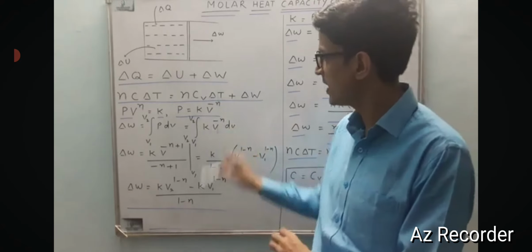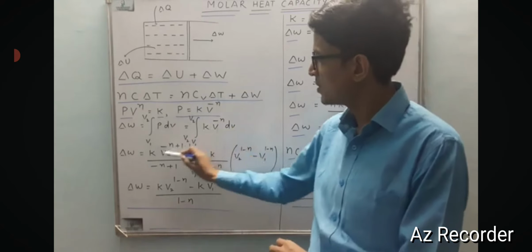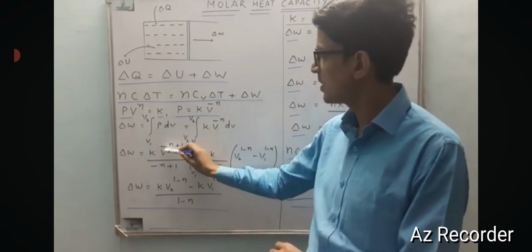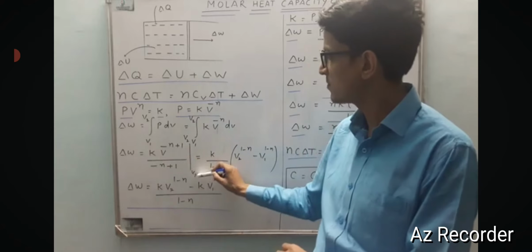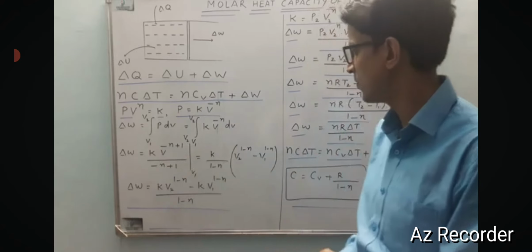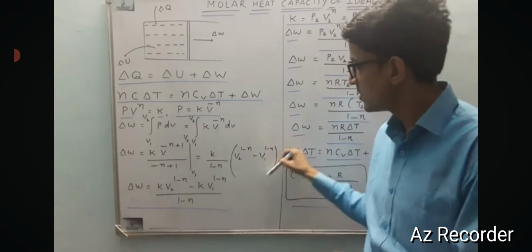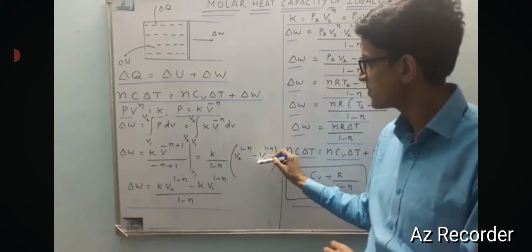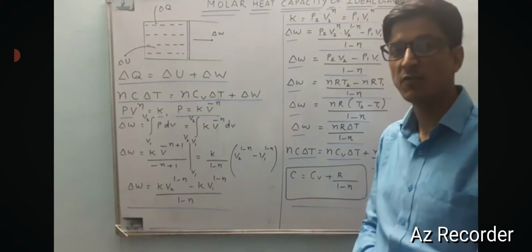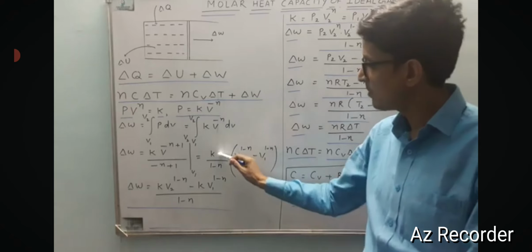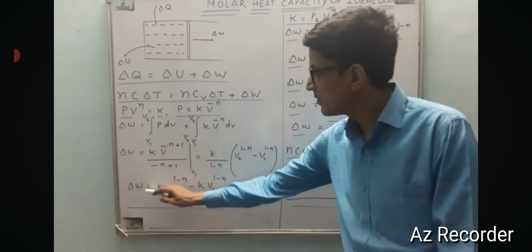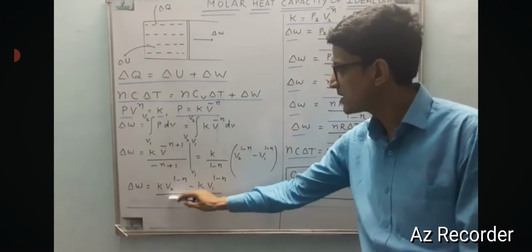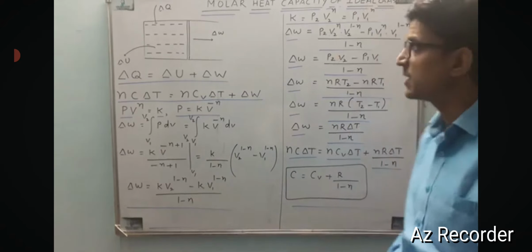So if we integrate that, K is a constant, so it will come out, and the integration of V raised to power minus n will be V raised to power minus n plus 1 by minus n plus 1, from the limit V1 to V2. So after we substitute the limits, we get K times 1 by 1 minus n, V2 raised to power 1 minus n minus V1 raised to power 1 minus n. Multiply this expression by K, we have work done as K V2 raised to power 1 minus n minus K V1 raised to power 1 minus n, divided by 1 minus n.